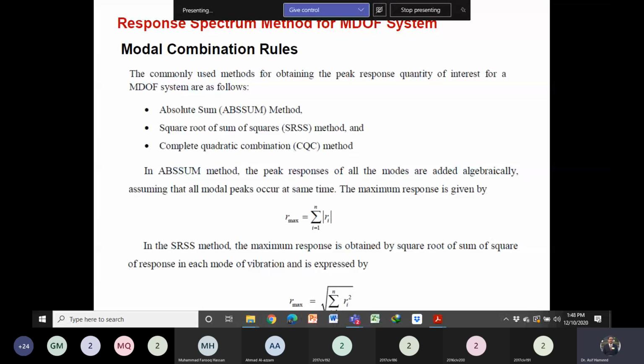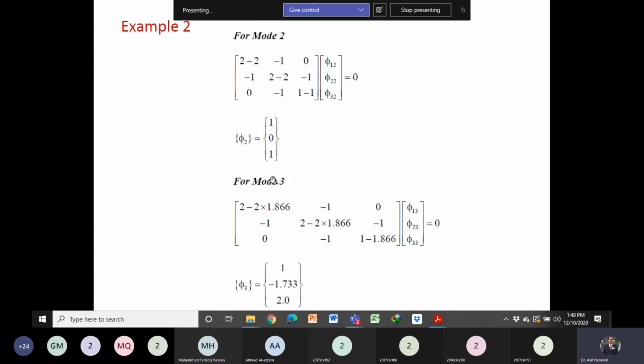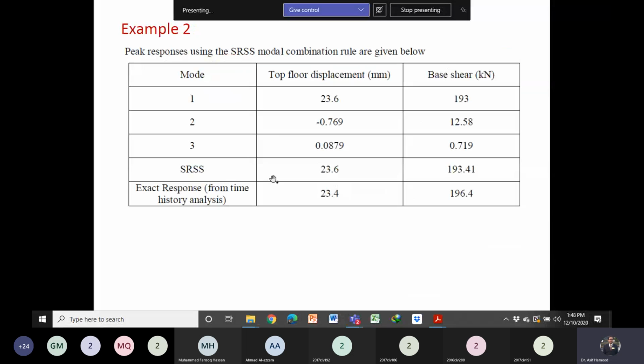So the absolute value, sorry, the iota value should not come. All the values will be positive in both the methods. In this one, you simply have to add the responses without the sign, and here you have to take the square of the responses and sum them, and then you can take the under root. Answer will be positive. So any question?